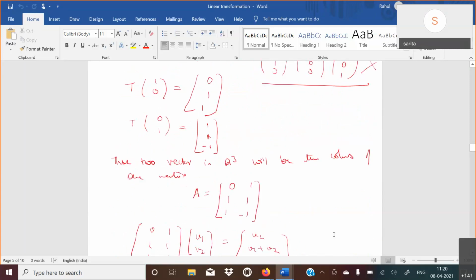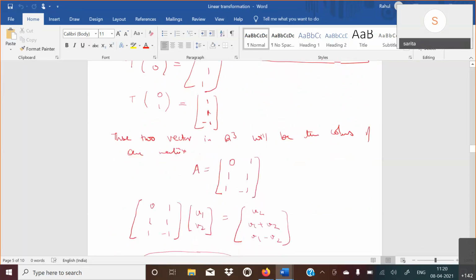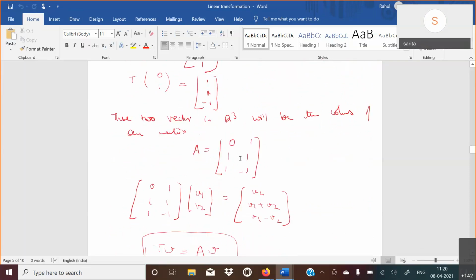So now what we have done is T(1, 0) can be written as this, T(0, 1) can be written as this. Therefore, A becomes your column vectors, this. And if I write A times V, above I said that we can write T(V) is equal.